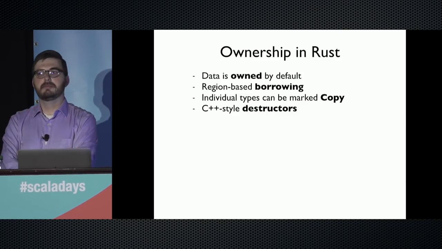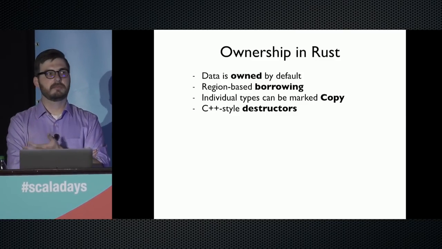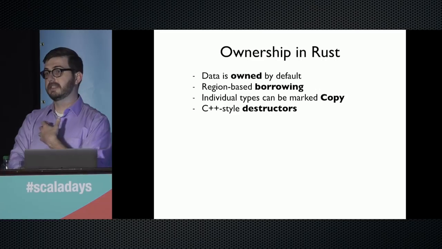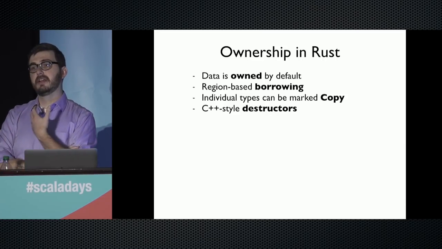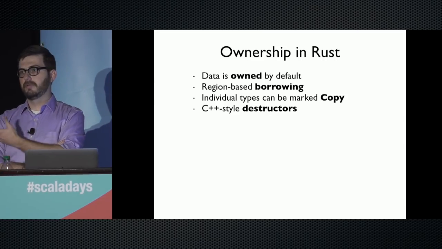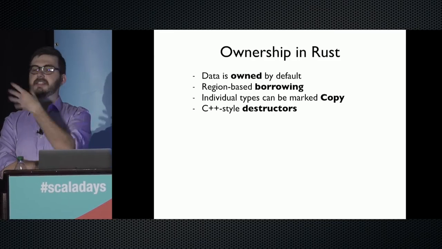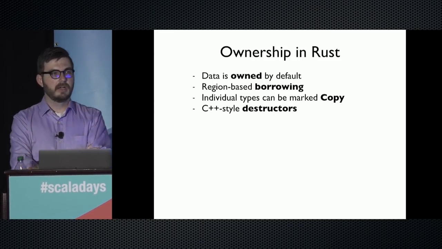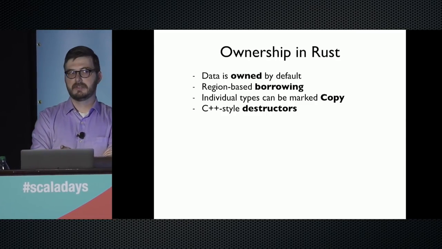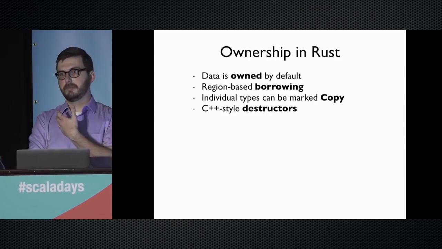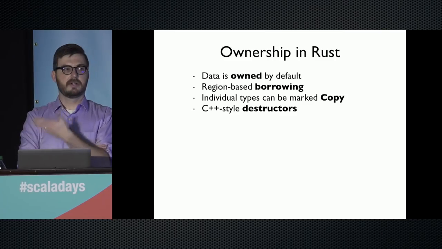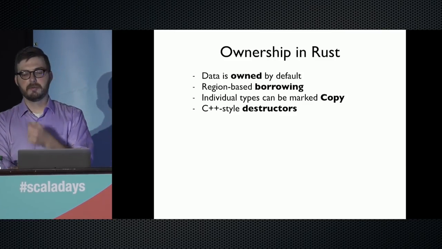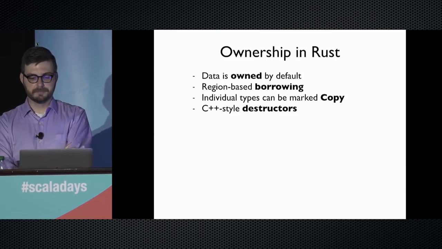And particular types like scalars, integer types, floating point numbers, and so on, are considered copy data, where basically we say ownership is not significant for these types. So if I give you an integer, I still have the integer myself. I'm not transferring ownership to you. And then we also have C++ style destructors for basically when no one owns an object anymore, it's automatically destroyed. And as a programmer, you can predict exactly when that's going to happen.